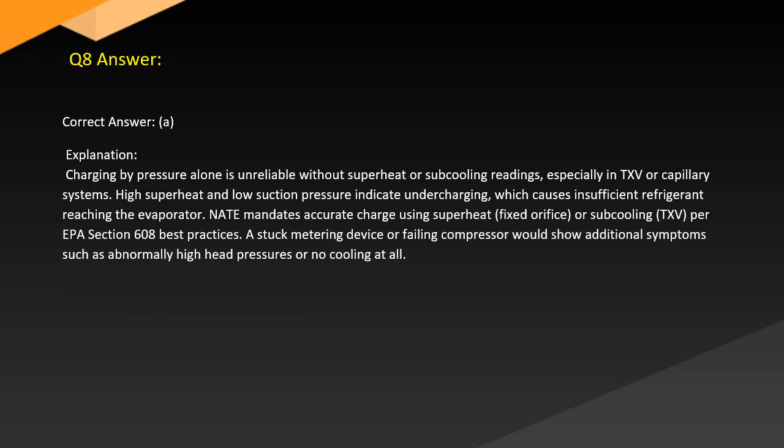Answer. Correct answer: A. Explanation: Charging by pressure alone is unreliable without superheat or subcooling readings, especially in TXV or capillary systems. High superheat and low suction pressure indicate undercharging, which causes insufficient refrigerant reaching the evaporator. NATE mandates accurate charge using superheat for fixed orifice, or subcooling for TXV, per EPA Section 608 best practices. A stuck metering device or failing compressor would show additional symptoms such as abnormally high head pressures or no cooling at all.